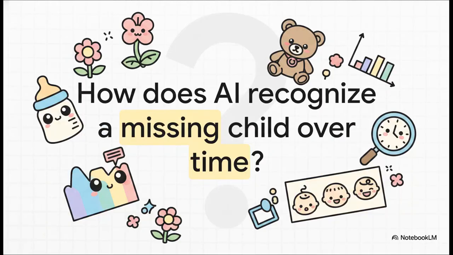So, how exactly does an AI recognize a missing child when their face is literally changing every single month? This is what scientists call the longitudinal face recognition problem. See, when an adult goes missing, their facial structure stays pretty static. But toddlers, their features evolve rapidly. Their proportions shift dramatically in just a matter of months. And this presents a deeply emotional, but also incredibly complex problem for researchers trying to build machine learning systems that can track these kids across different periods of time.